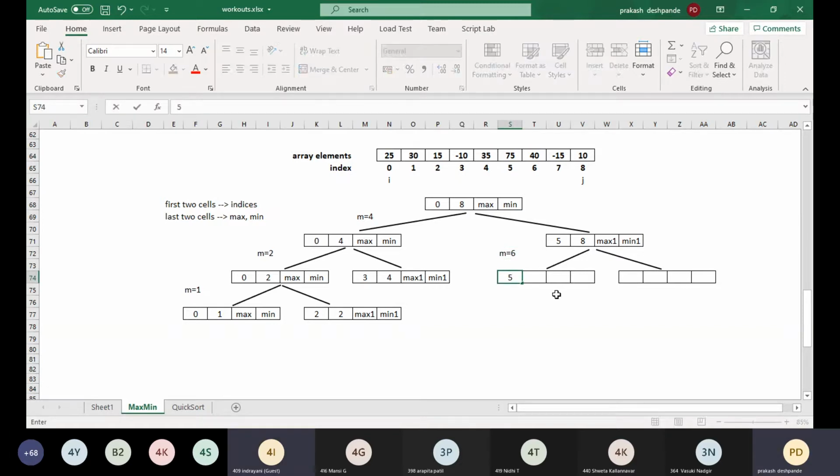5 and 6. This is going to be max and min. What about the right half of this? 7 and 8. Max 1 and min 1.